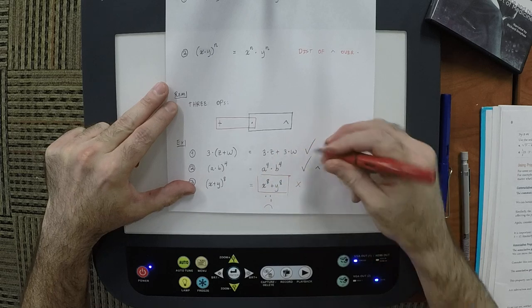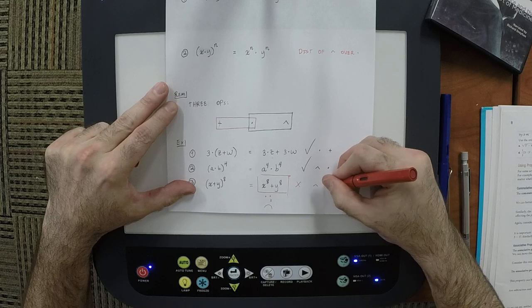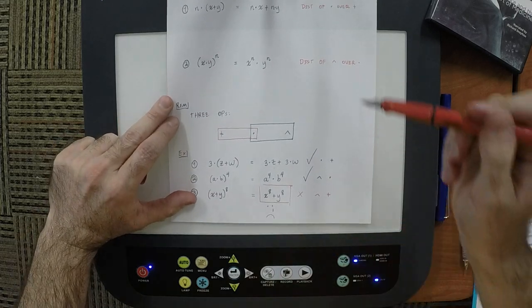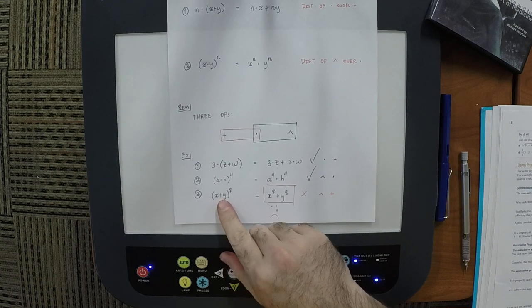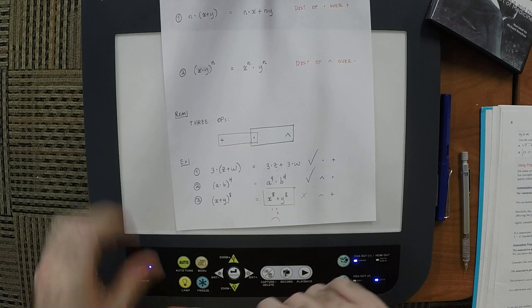It's wrong because there is no distribution of caret over sum. There's no distribution formula to do it. You can do this, but it is a long and drawn-out process, which we will discuss in the coming lectures.